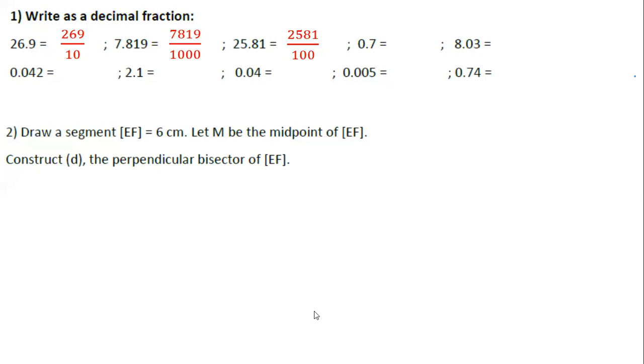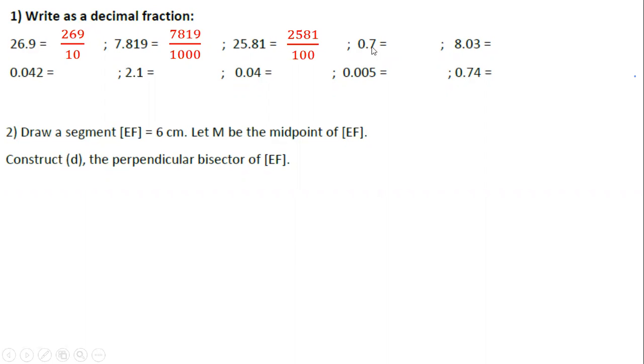Yes, Hala. Yes, miss. 0.7, we should change it into a decimal fraction. First, we write the line of a fraction. What is the denominator, Hala? 100. Hala, it is 0.7. How many digits you have to the right?